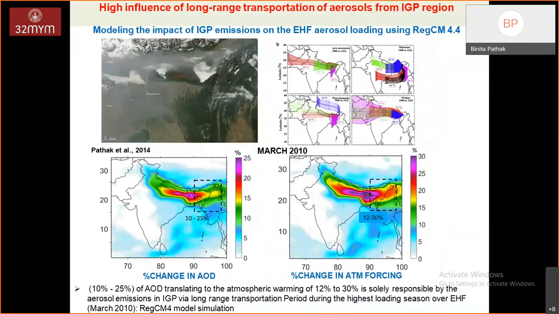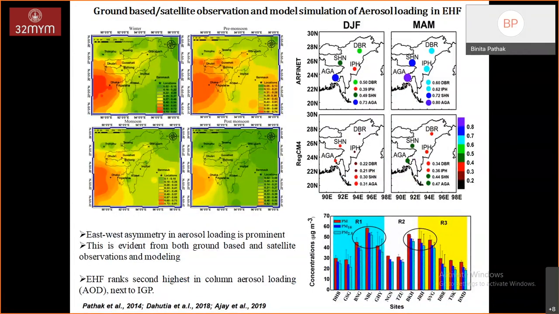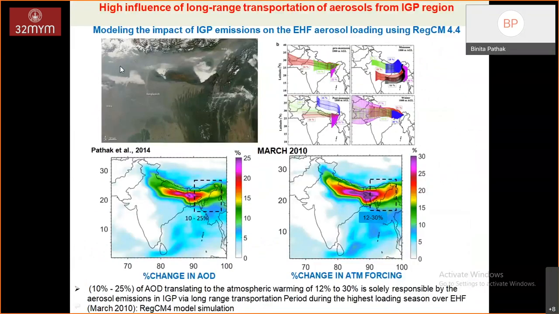Now, apart from those local sources, the Indo-Gangetic Plain also serves as a remote source, through which, via the western corridor, the Indo-Gangetic haze can reach Dibrugarh. Dibrugarh is somewhere here. This is also evident from the high-resolution back trajectory analysis showing the western influences on this region. Our regional climate model simulations have shown that 10 to 20% of aerosol optical depth over this region is contributed by the Indo-Gangetic Plain, which translates into 12 to 30% of atmospheric forcing over this region.